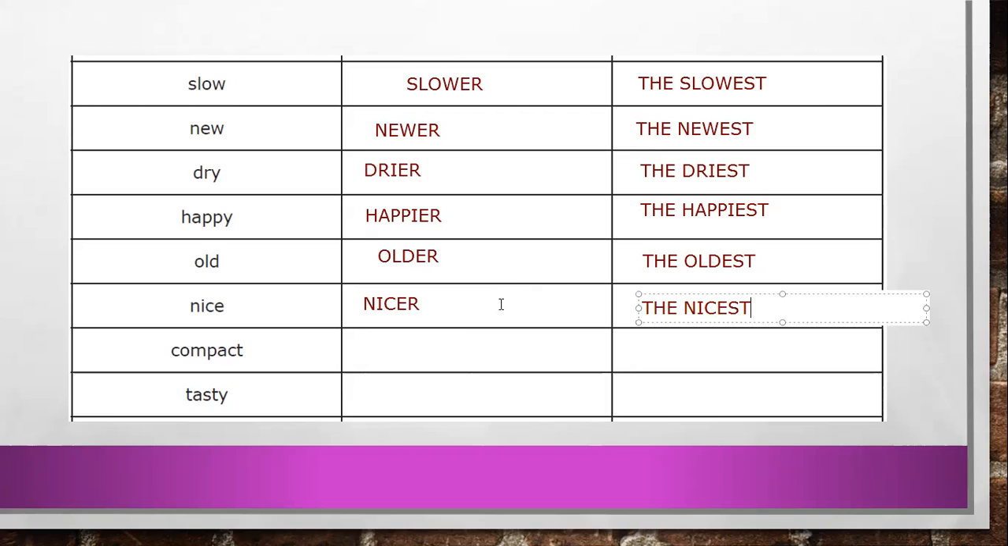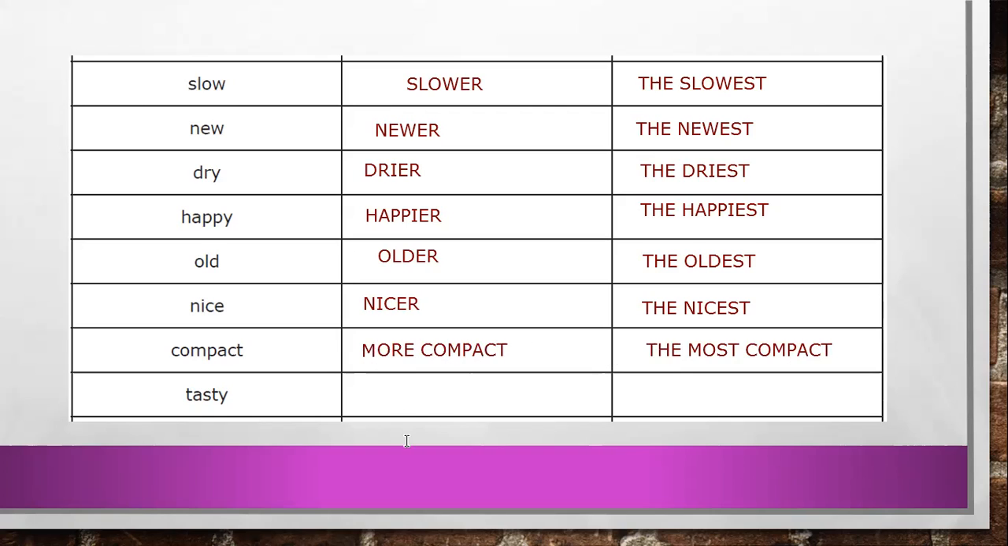Exactly. Compact. Not ending in Y. I believe it's most. Oh, most. Okay, let's see. So the most. The most compact. There you go. And comparative, that's more compact. There you go. You are right. Okay, let's type it here. The closest we can get to it. More compact.